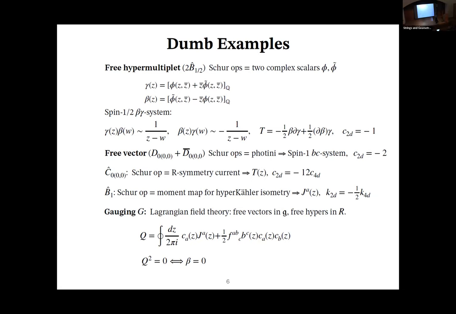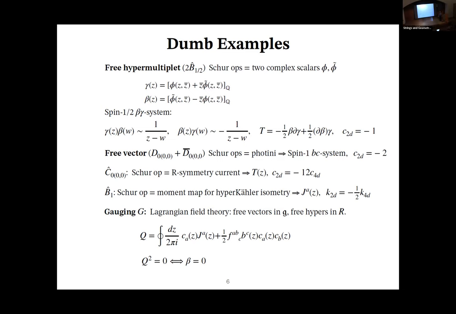And that forms a spin one bc system with c equals minus two. The Schur operator in the C-hat multiplet, that's one, some component of the R symmetry current. And that becomes the 2D stress tensor. And the 2-point function of the R symmetry current is proportional to the c Weyl anomaly coefficient in four dimensions. The 2-point function of the 2D stress tensor is proportional to the Virasoro central charge, and they're related this way.